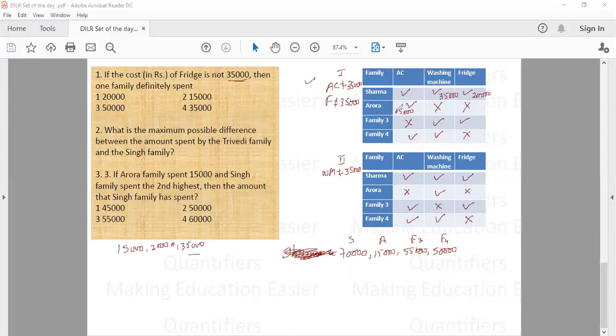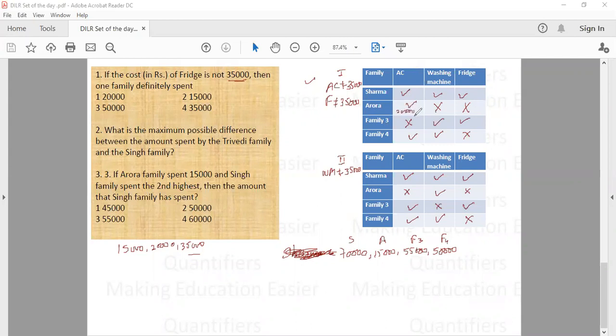Now, this was the case when I took the price of AC to be 15,000. AC was not 35,000, so AC might be 15,000 or 20,000. So this was the case when the cost of AC was 15,000. There might be a second case where the cost of AC is 20,000. Right? AC cannot be 35,000. It can be 20,000.